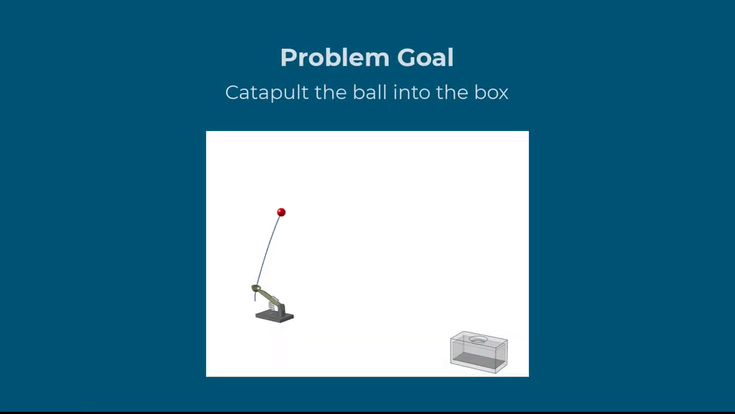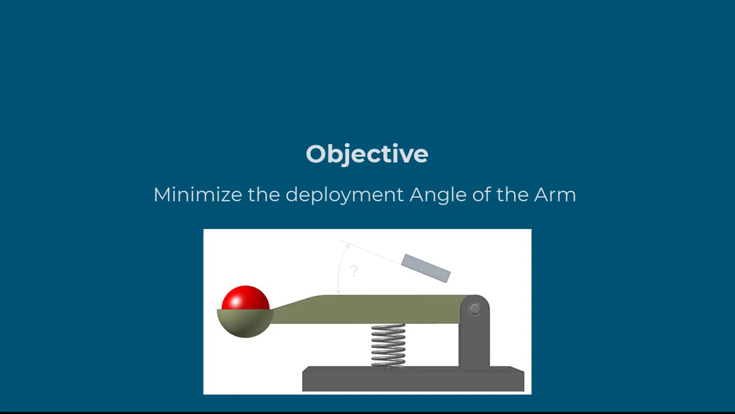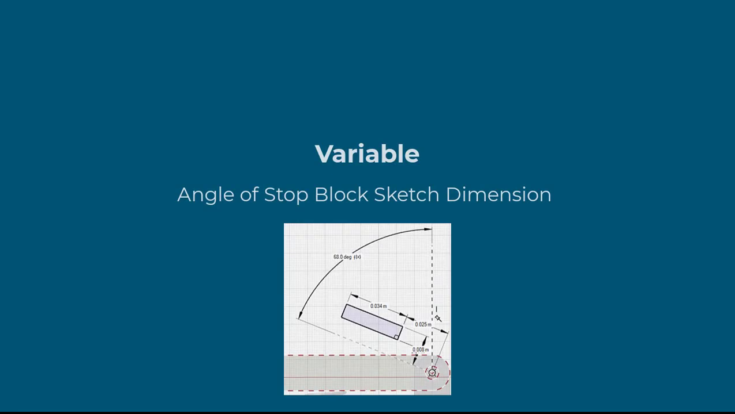In this example of design exploration using motion, we will attempt to catapult a ball into a box. For mechanism packaging purposes, the main objective will be to minimize the angle of the arm. To achieve this, we will start by creating a variable which controls the angle of the stop block.